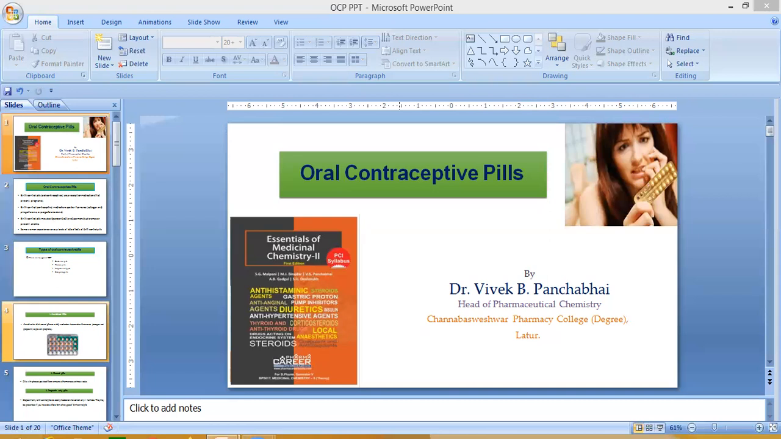In oral contraceptives, the second drug is norgestrel. Norgestrel is a synthetic steroidal progestin. If you see the structure, there is a steroidal moiety, an ethyl substitution at the C18 position, a hydroxy substitution at the C17 alpha position, and an ethynyl moiety is present. Norgestrel is used with ethinyl estradiol for oral contraception.